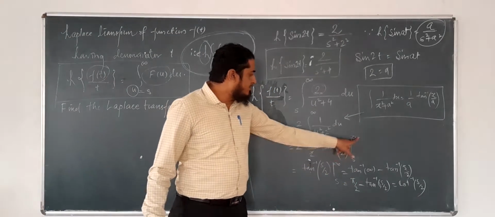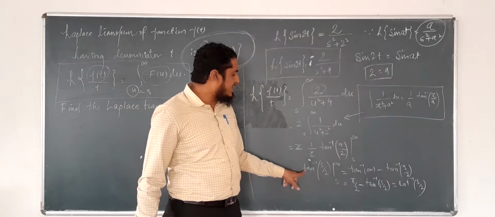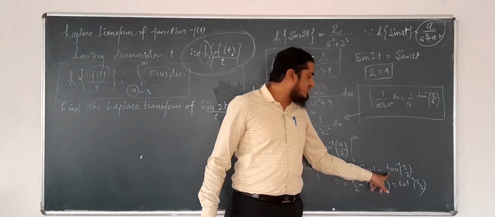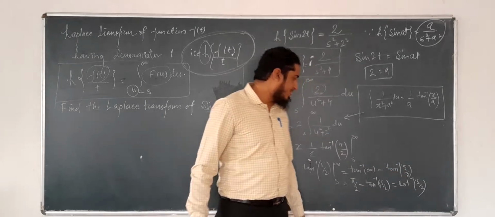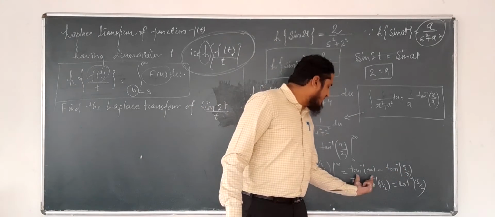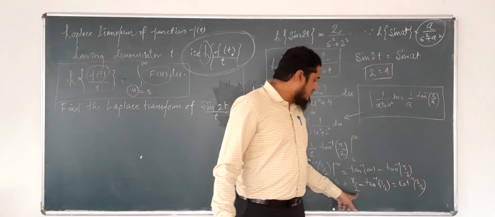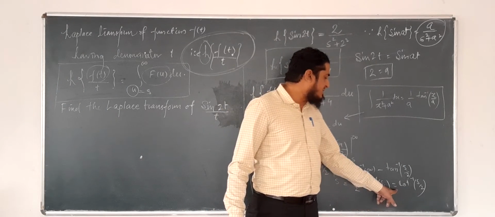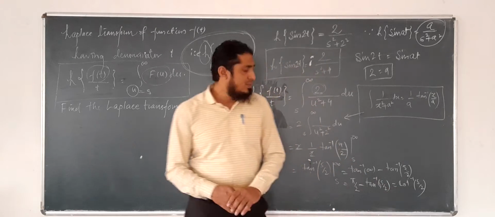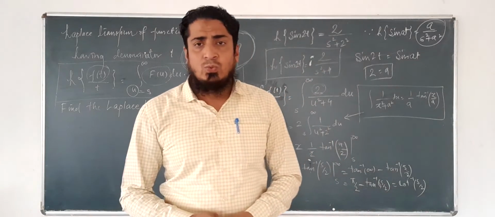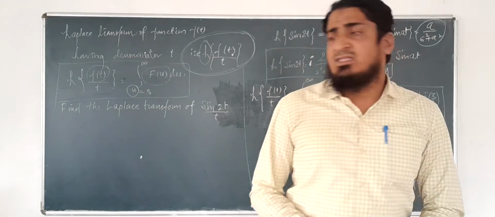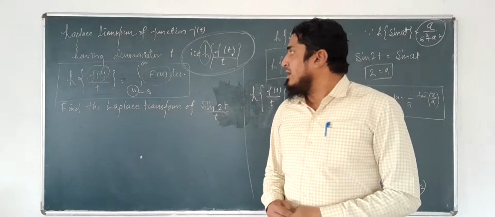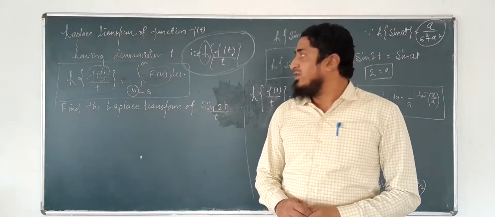Putting the limits, we will get tan inverse of infinity minus tan inverse of s by 2, and tan inverse of infinity becomes pi by 2, and minus tan inverse s by 2. Pi by 2 minus tan inverse s by 2 becomes cot inverse s by 2. So it is the first example of our Laplace transform of f of t by t.